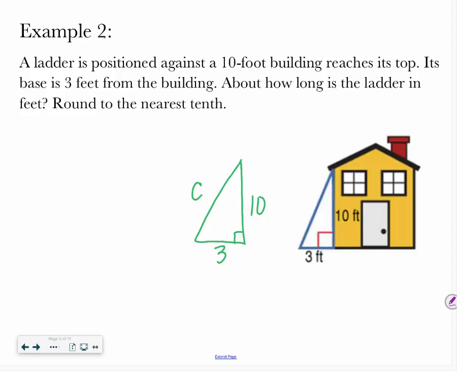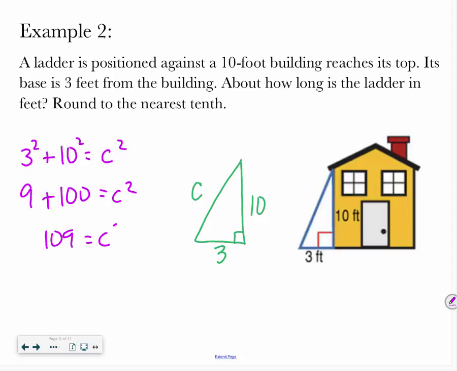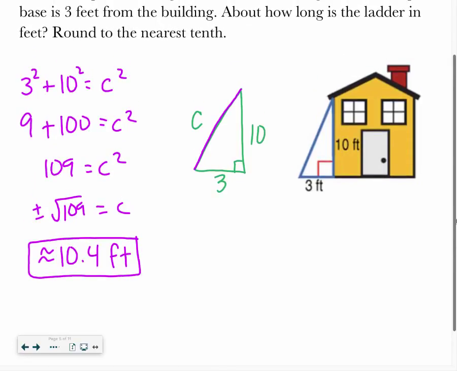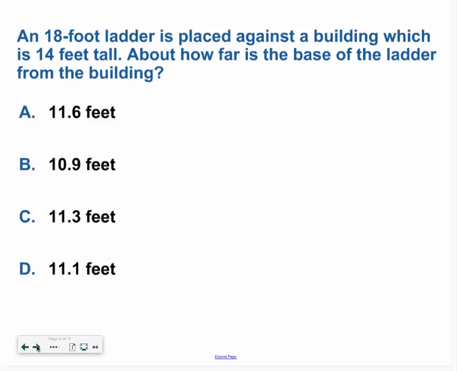So we have 3 squared plus 10 squared equals c squared. 3 squared gives me the 9. 10 squared is 100, equals c squared, or 109 equals c squared. And again, if I take the plus or minus square root of 109 equals c, if I simplify that, I'm left with about 10.4. I can get rid of that negative 10.4 because I can't have a negative 10.4 foot ladder. So I would say my ladder is approximately 10.4 feet, because remember, I'm rounding to the nearest tenth. Okay, why don't you try one on your own?